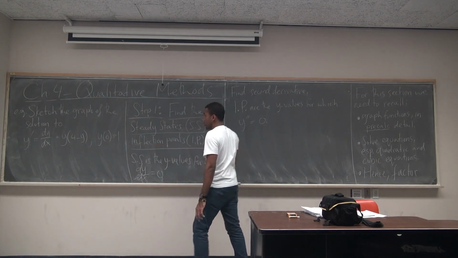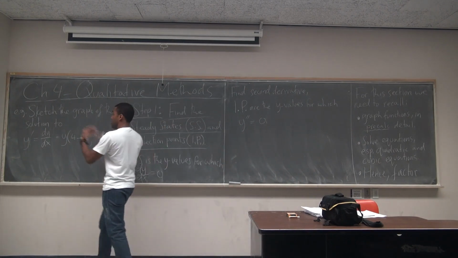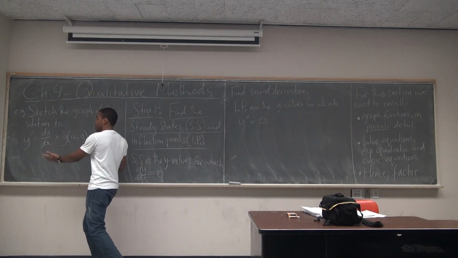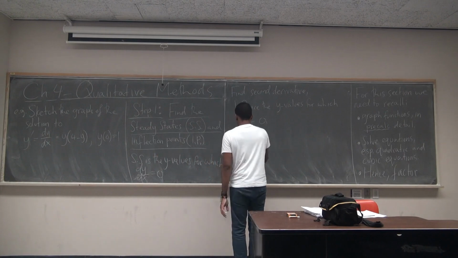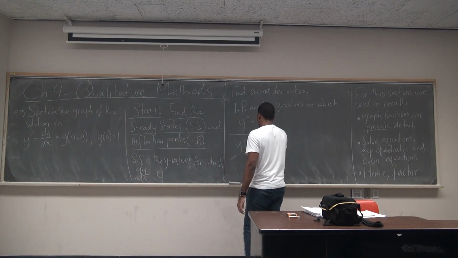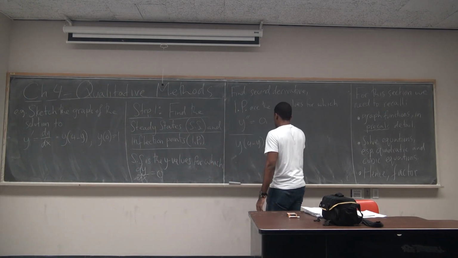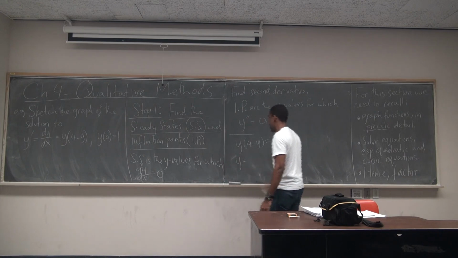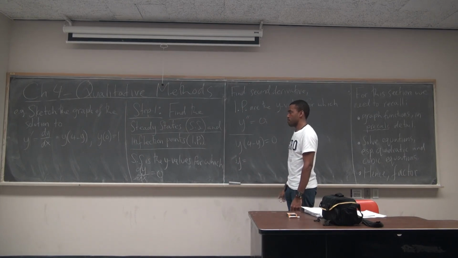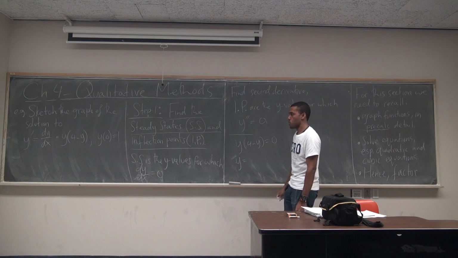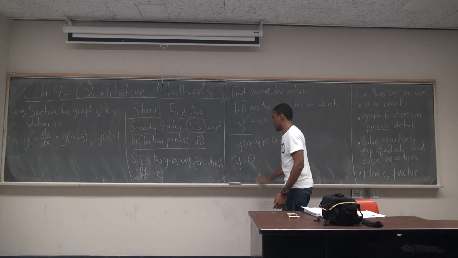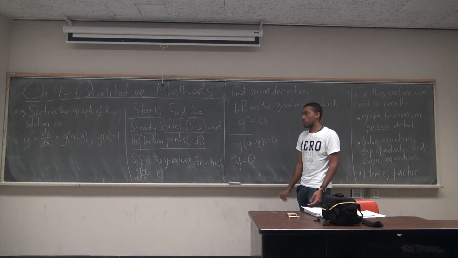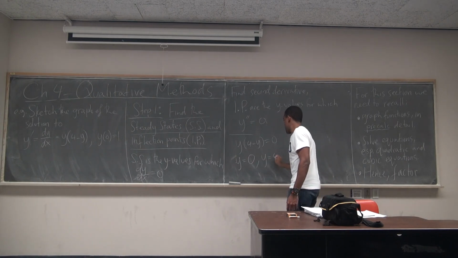Okay. So for this problem, I give you this. Use qualitative methods to find a solution here. First thing you're going to do, boom, equals 0. y times (4 minus y) equals 0. This means, what is y? y is 0 or 4. These guys here are steady states.